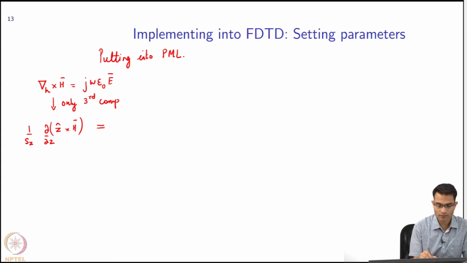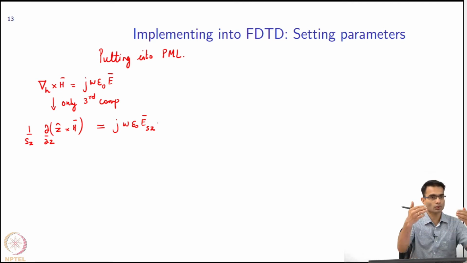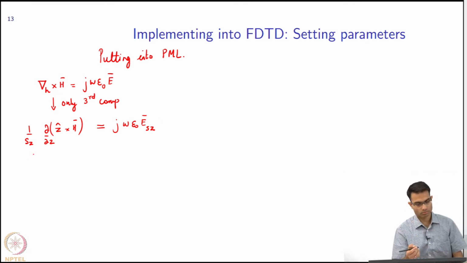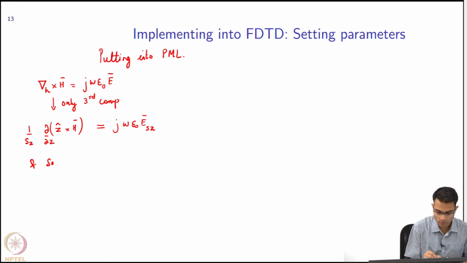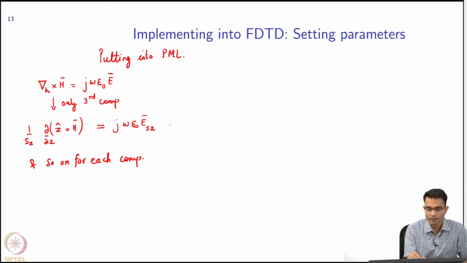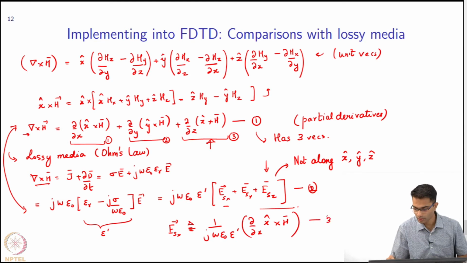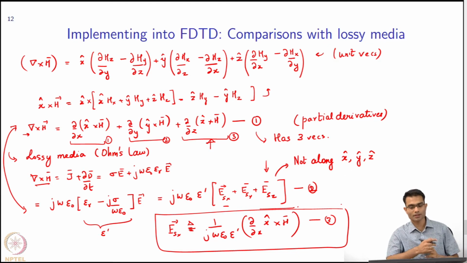And what happens to the right hand side? j omega epsilon naught E_z, correct. Like this there is a one-to-one correspondence between all three. If you want, we can write it all down, should I? It's understood, right, for each component. This is what PML is telling us, and seemingly unrelated, this is what a lossy medium looks like. So, is there a similarity that we can use?